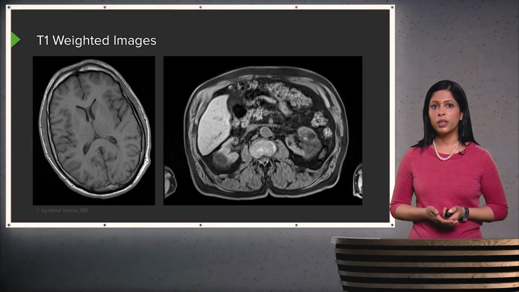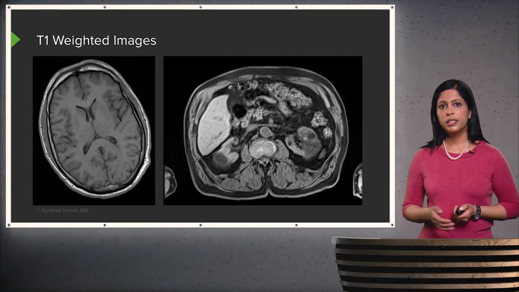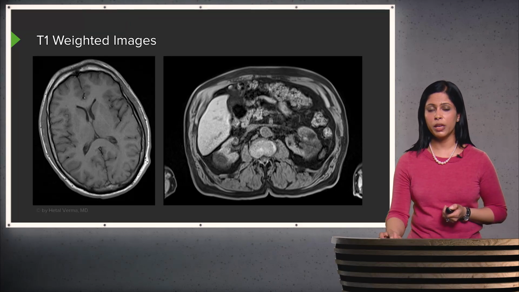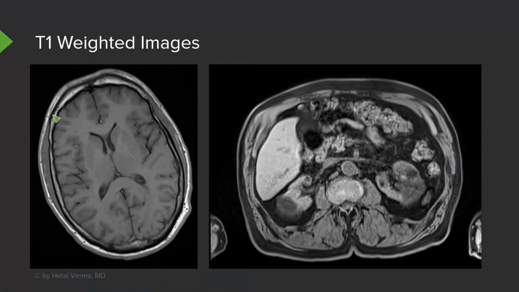So this is an example of a T1 weighted image. You can see here this is an MRI through the brain, and you can see that the cerebrospinal fluid is actually dark because this is a T1 weighted image, and fluid is bright on the T2 weighted images. You can see here that the skin on the scalp is actually a little bit bright, and this is due to fat within the scalp.